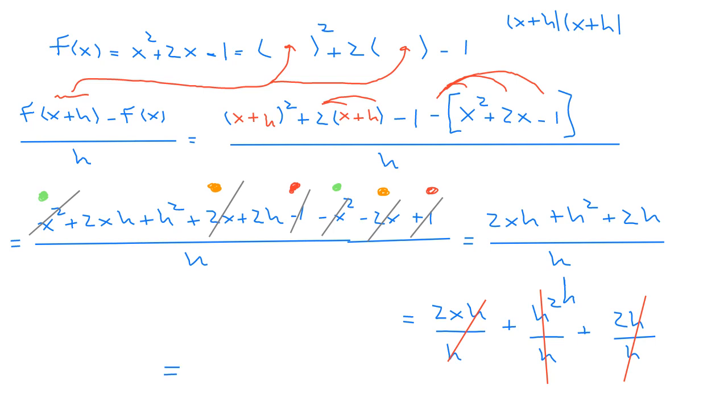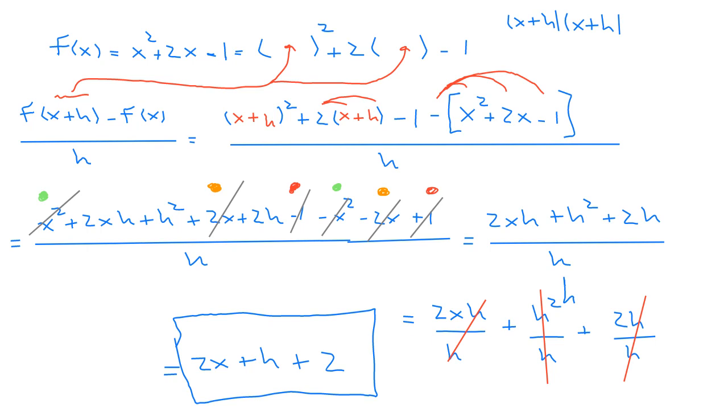Let's look at it. After canceling, I'll get 2x, I'll get plus h, and then I'll get plus 2. That's it. There's nothing else to cancel, nothing else to multiply or add at this point. There in the box, you see, that's the final answer. So that's the breakdown I would give you for this problem.